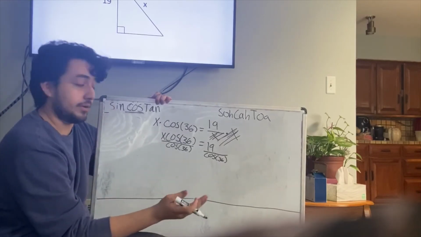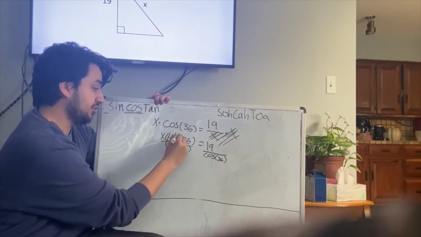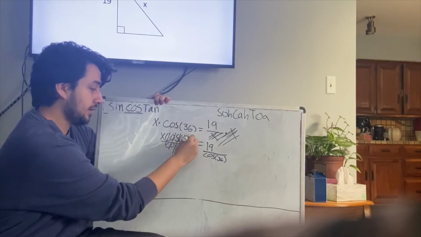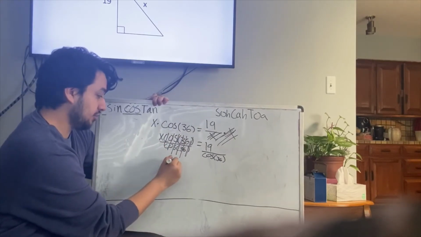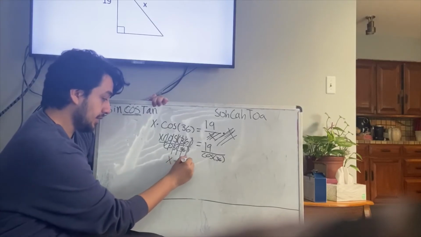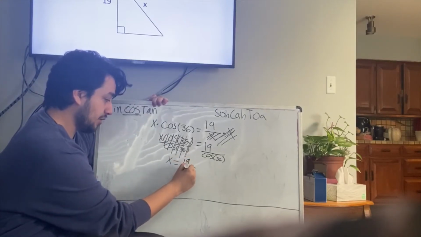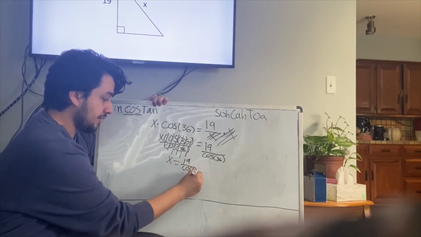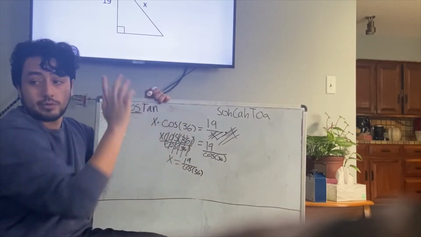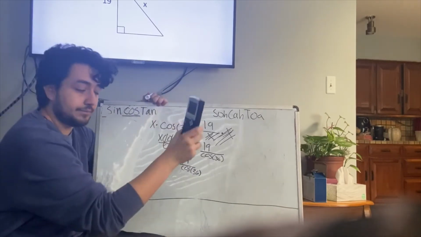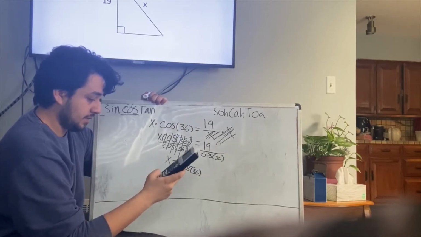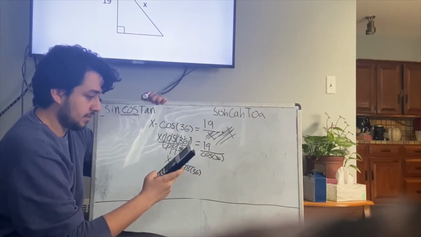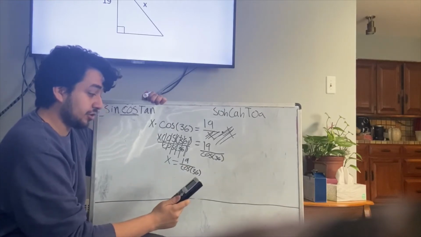What have we done, right? We've canceled out this cosine of 36 here. So now we've isolated our x. x is equal to 19 over cosine of 36. And if you were to type that in your calculator, you would get x is equal to 23.5.